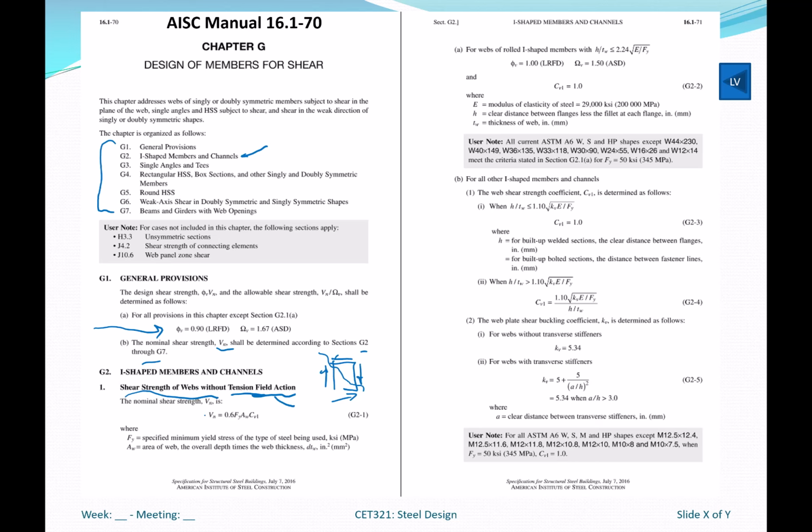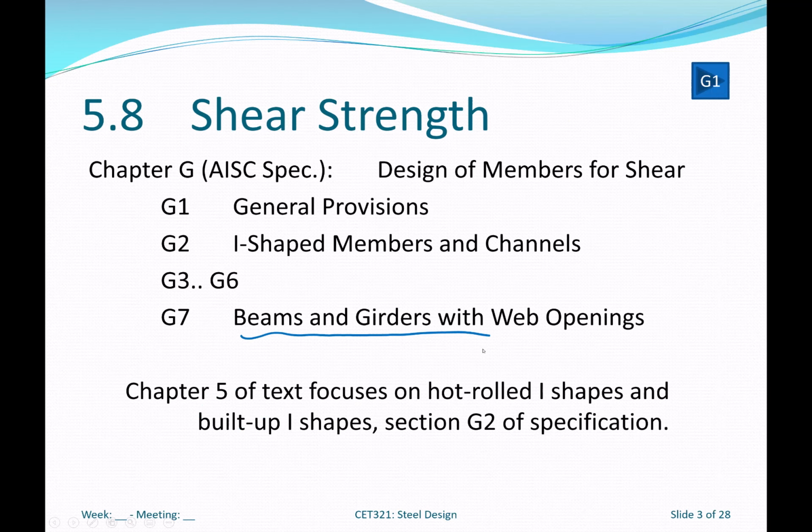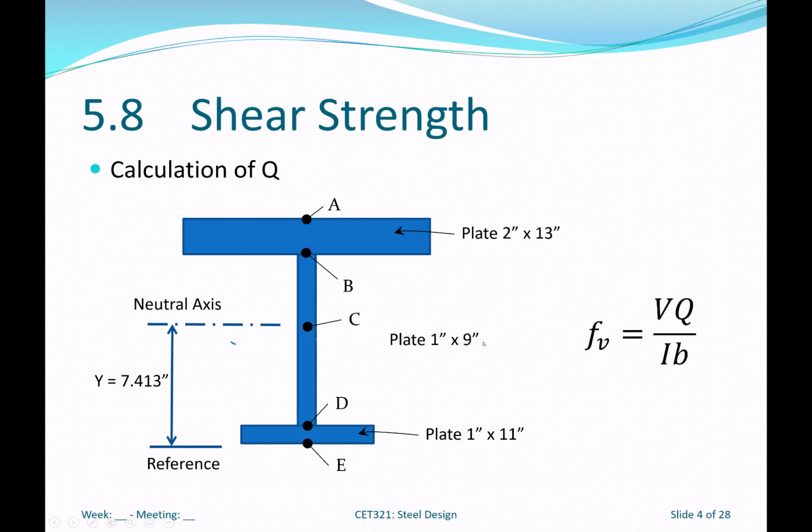So we see this equation here. V sub n is 0.6 Fy AW, times C sub V1. Okay, so hopefully we end up with the C sub V1 of 1.0 is where we should end up. Okay, so we'll talk about that momentarily. All right, so again, we are just dabbling in the surface here. Hopefully this is familiar to you.